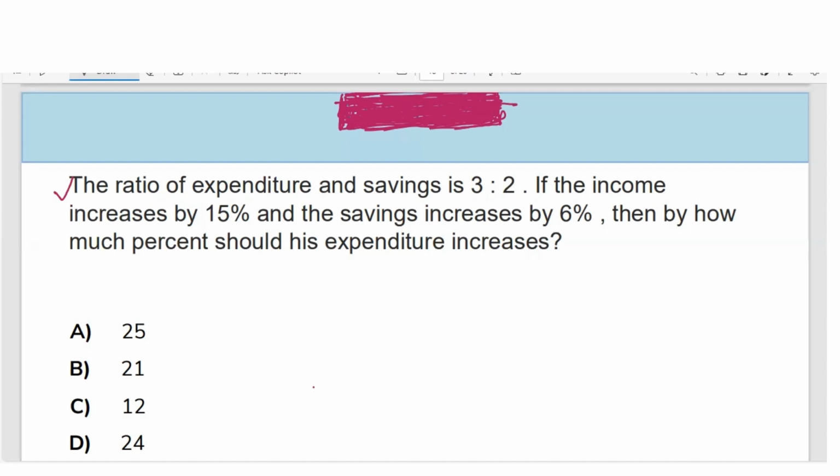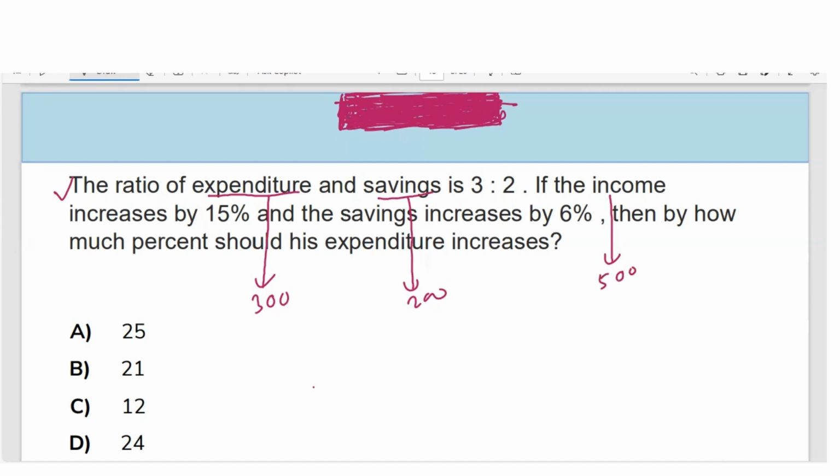See, here expenditure is given and here saving is given, right? So the ratio is 3:2. Take for ease, suppose expenditure is 300 and your saving is 200. So with expenditure 300 and saving 200, the income will be 300 plus 200, that is 500.